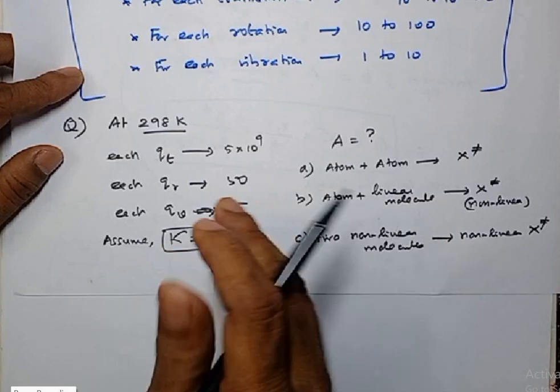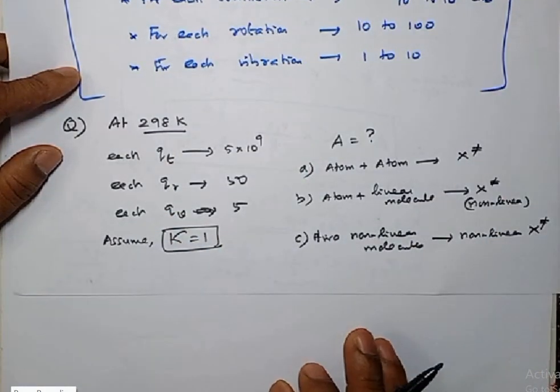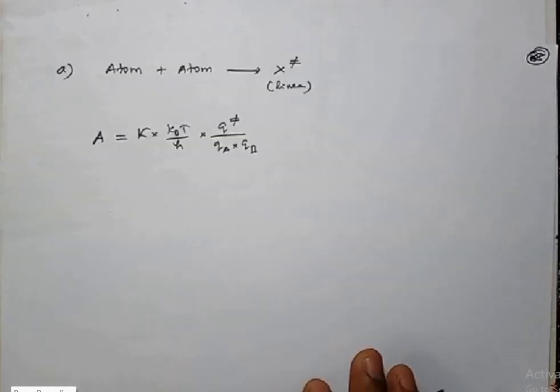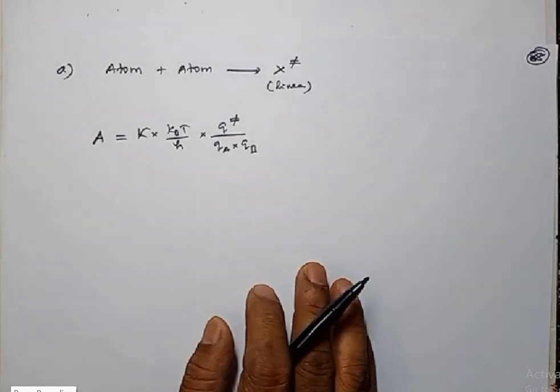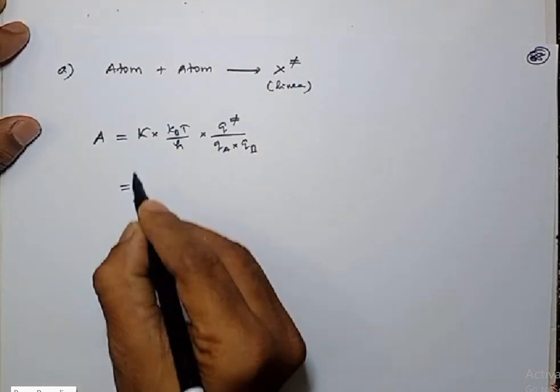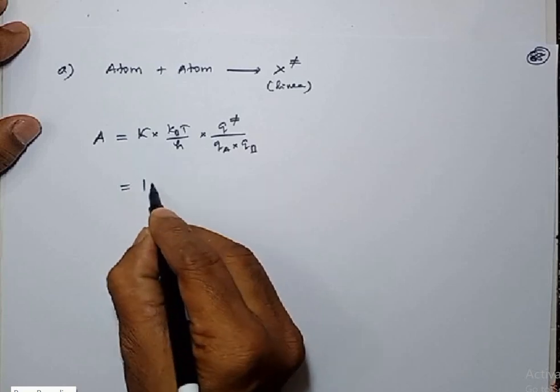Meaning all the activated complexes are transformed into product. That's the meaning. Transmission coefficient is 1. Let us assume like that. Now, see here. So, kappa value is 1.